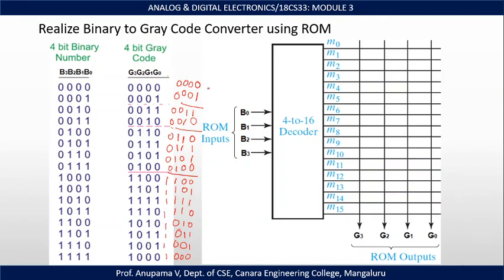So this is the gray code for the 4-bit binary number. Now we will implement this binary to gray code converter using ROM. First, let us write the equation for the bit G0.